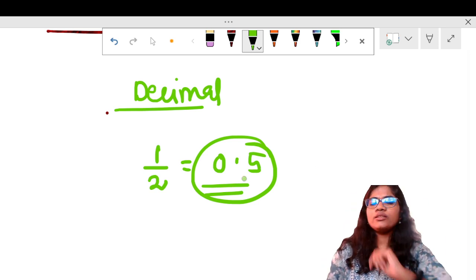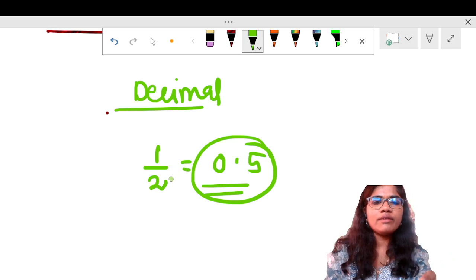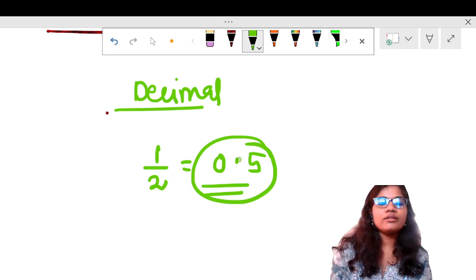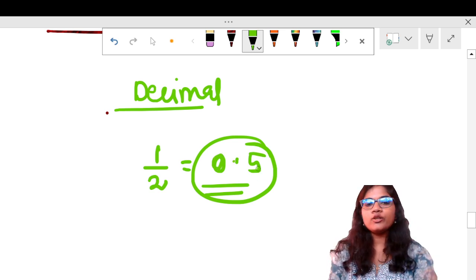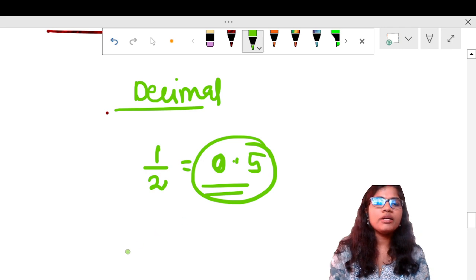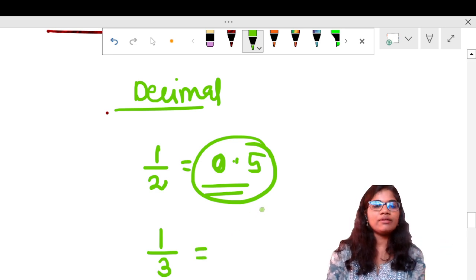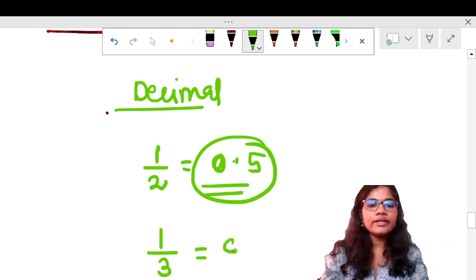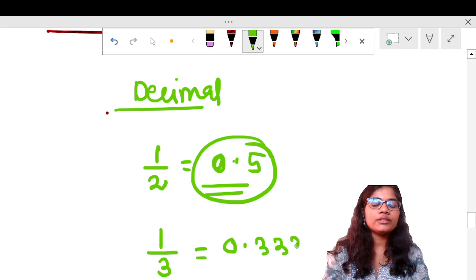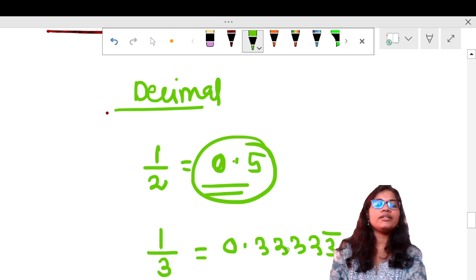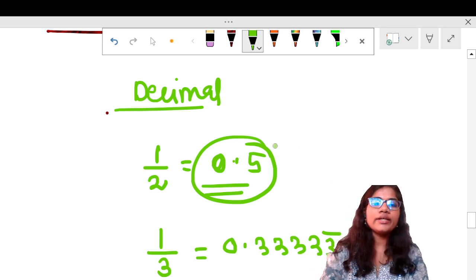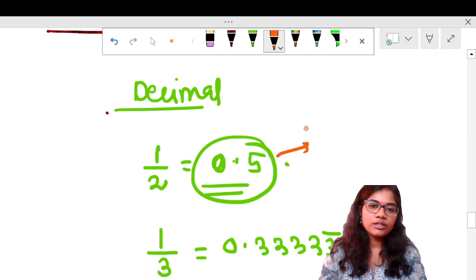Okay, one thing. When you divide 1 by 2, you get 0.5. So this is the end of the number here, right? But when I divide 1 upon 3, I am dividing 1 by 3, what would I get? It's 0.3333 and so on. So this 3 keeps repeating, right? So can you see this number is not ending here itself, right?